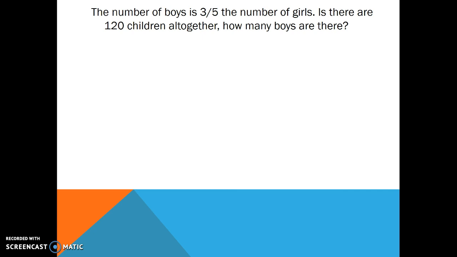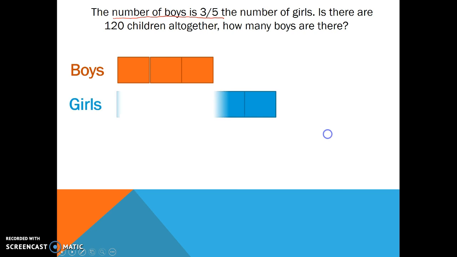All right, the number of boys is 3/5 the number of girls. If there are 120 children altogether, how many boys are there? All right, well, let's start with this first piece of information. The number of boys is 3/5 the number of girls. So if the number of boys is 3/5 the number of girls, we're going to draw a bar model that looks like this. So we've got 3 units for boys and 5 units for girls.